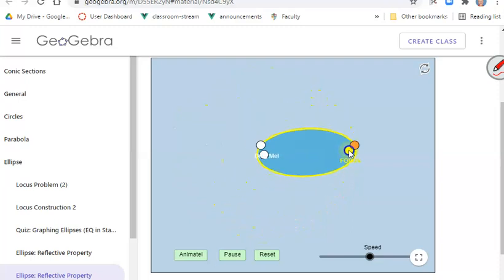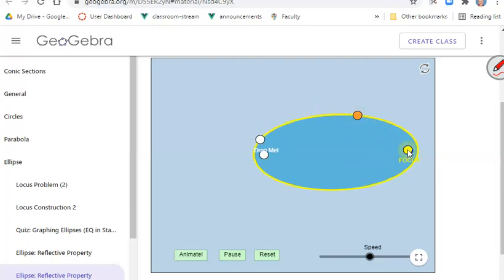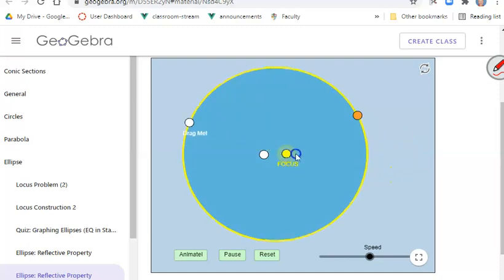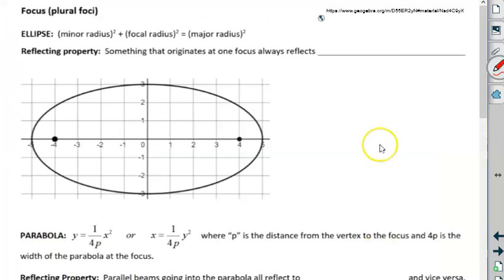If I move the two foci farther away from each other, it makes the ellipse more narrow. Okay, so more circular or more narrow, depending on where the foci are located in relationship to each other. Now, how do you find the foci?